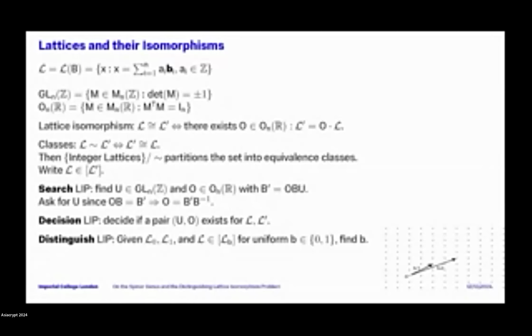We can then define two kinds of decision-style problems. The first will be called decision LIP. This is to decide if such a pair U, O exists for given lattices L and L', but you don't have to find such an isomorphism.